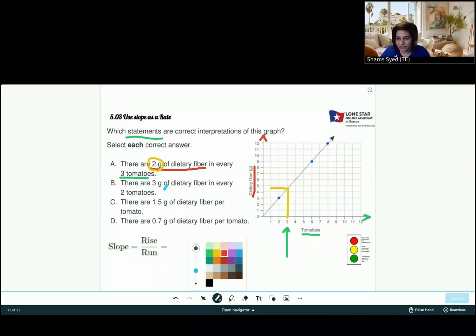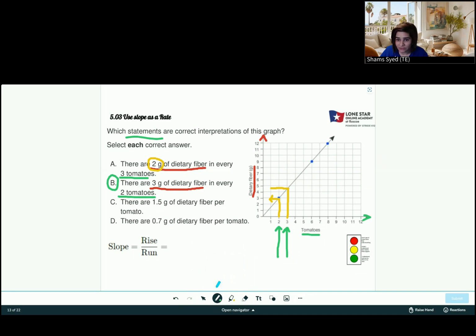Now they want to say that there might be 3 grams of dietary fiber in every 2 tomatoes. So let's go for 2 tomatoes now. 2 tomatoes are here. That is true, Rajani? Yes, that is true. For 2, the answer is 3. Right? For 2, the answer is 3. So I can definitely pick B as one of the right answers.